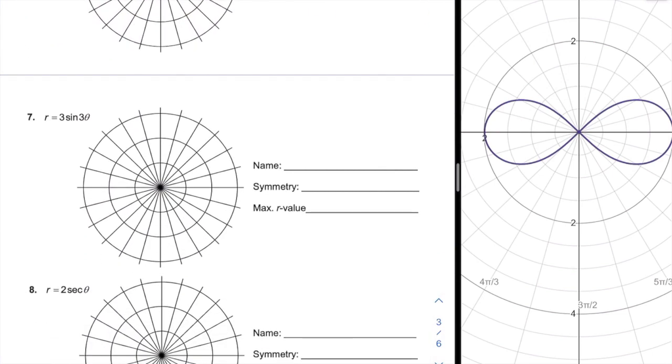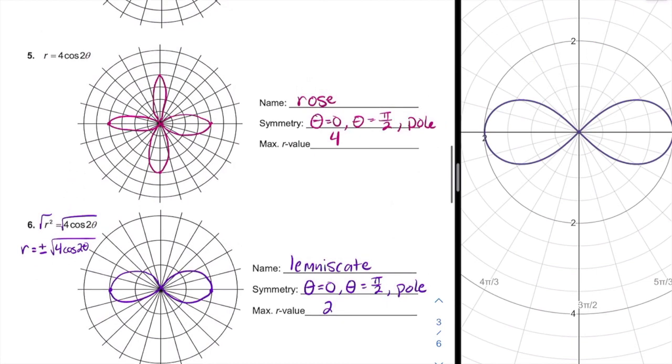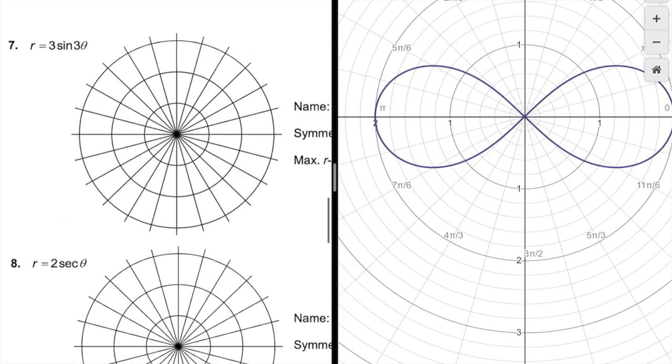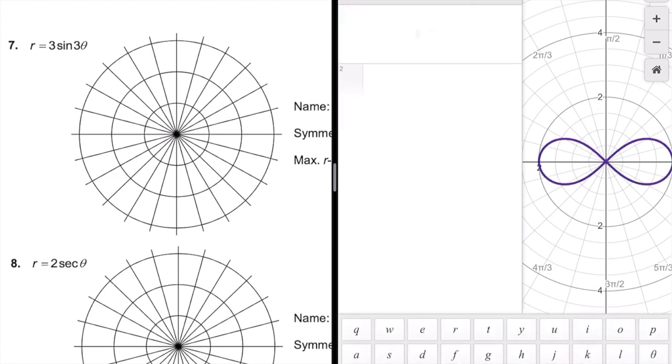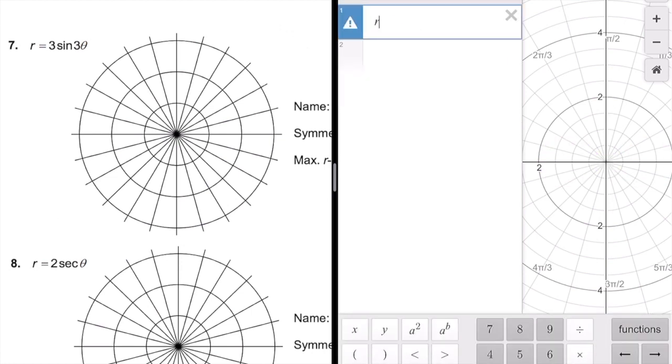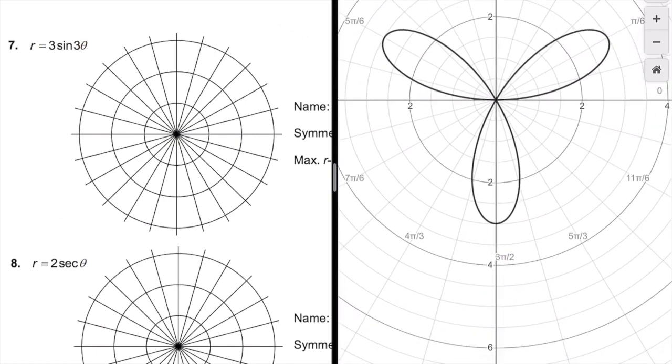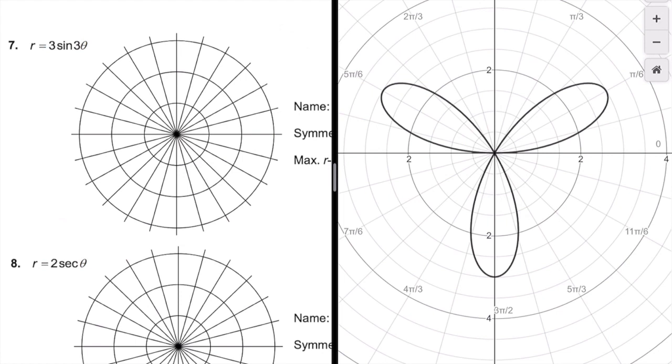The next one, so what we saw with the rose was r equals 4 cosine of 2 theta. We're actually about to see another rose, but it will look a little bit different. This one is r equals 3 sine of 3 theta. So let's see how the 3 theta changes things. So this is r equals 3 sine of 3 theta. Look at that. That is pretty cool. Okay, r equals 3 sine of 3 theta. I got a rose that has 3 petals.